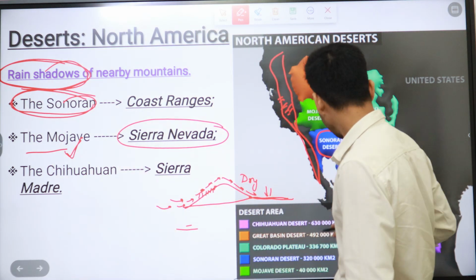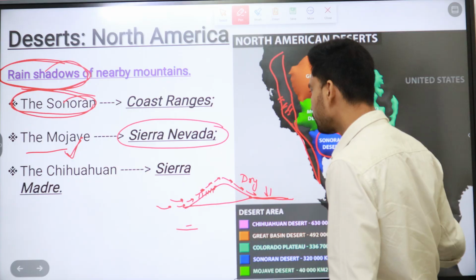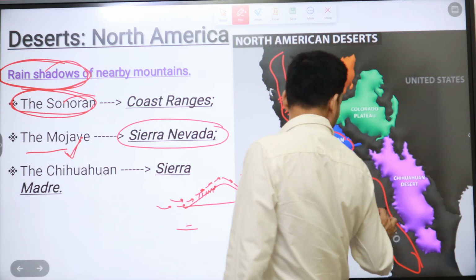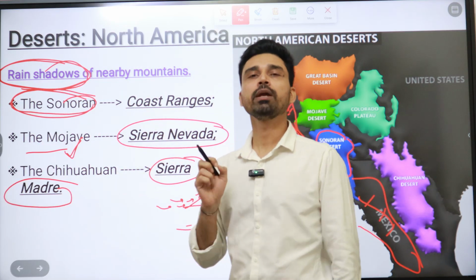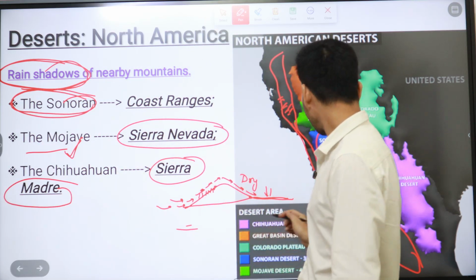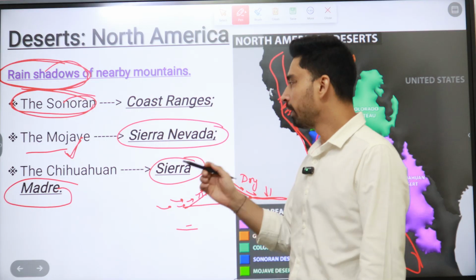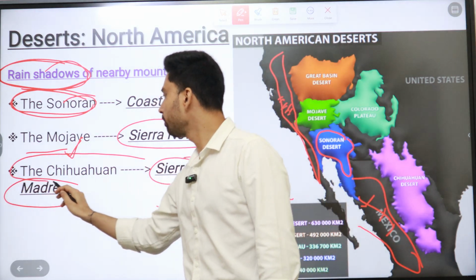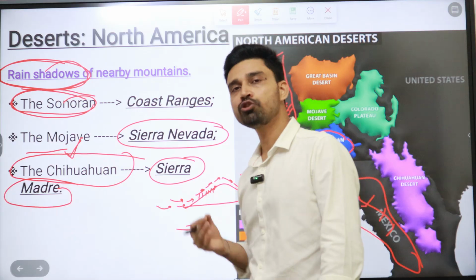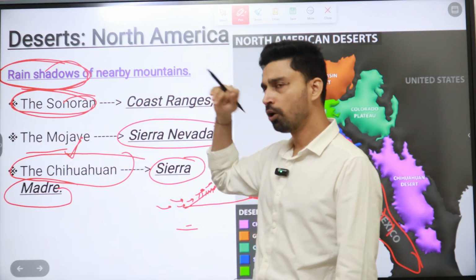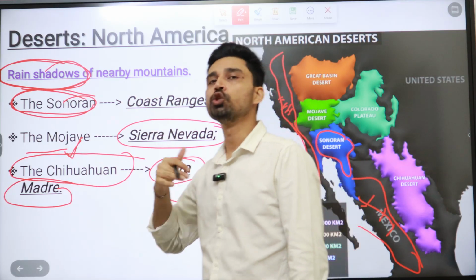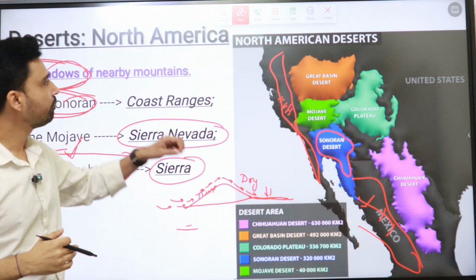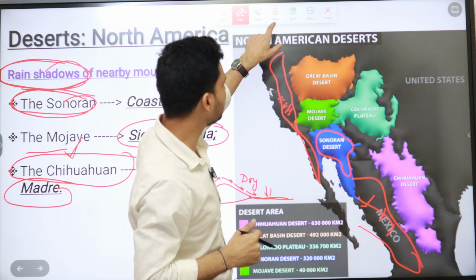And then further, in Mexico, if you go to this side, you have another mountain range called the Sierra Madre Mountain. And Sierra Madre Mountain also produces a rain shadow effect, and thus it leads to the formation of a desert in Mexico that is called the Chihuahuan Desert. So, three major deserts, all results of the rain shadow effect: the Sonoran, Mojave, and Chihuahuan. So, that is how we can understand the formation of deserts in North America.